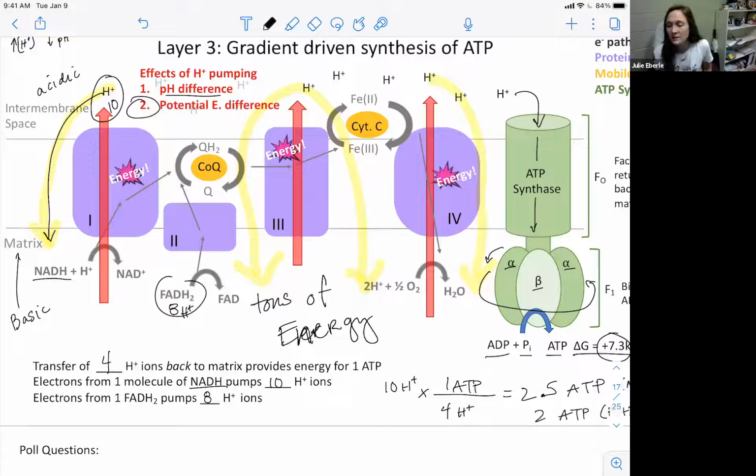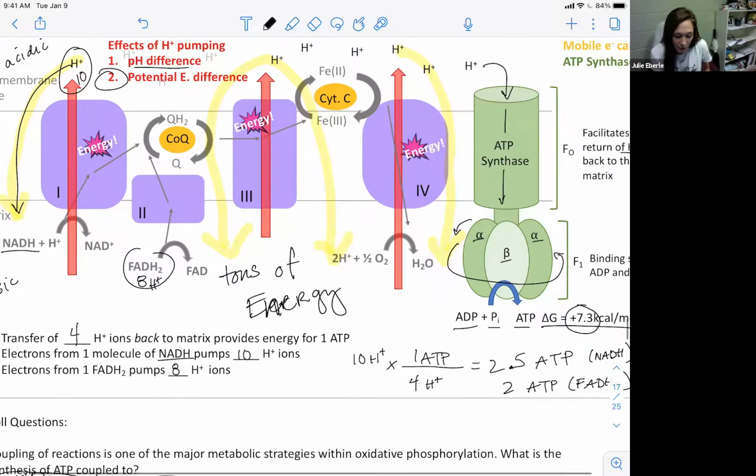Tons of energy would be released because they're all going to rush back across at once if they can. That's what they want to do. It's just we're making them go through ATP synthase so that we can use that energy to do something useful. And if the movement of just 4 hydrogen ions releases 7.3 kcal of energy, what if now 10, 20, 100, thousands of hydrogen ions can rush back across the membrane uncontrolled? Think about how much energy that's going to release.